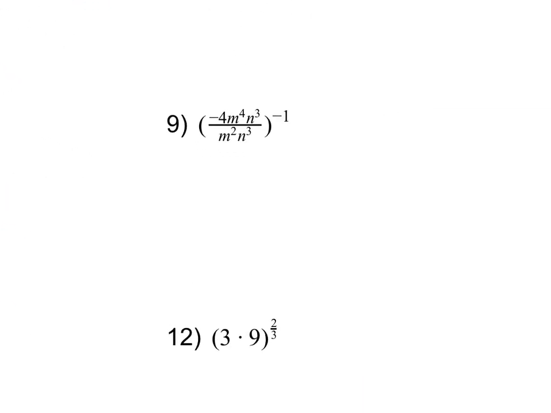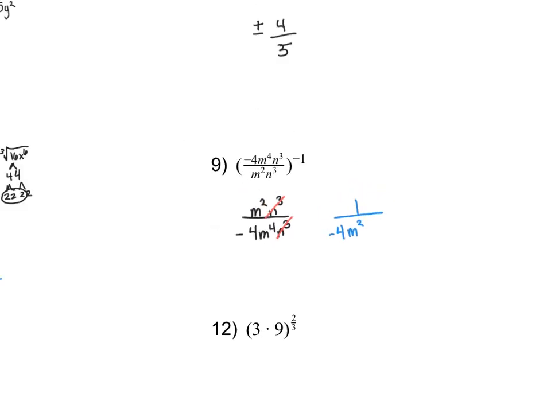All right, remember with this, we have to flip it. So I'm going to go ahead and flip it first. So that gives me m squared n cubed on top, negative 4m to the 4th n cubed on bottom. Now I notice the n cubes are the same, so those are going to cancel, and then we're going to subtract. Now because there's an m^4 and it's on bottom, when I subtract the m squared from the m^4, the m squared is going to stay on the bottom. Because nothing left is on top, we just leave the number 1.